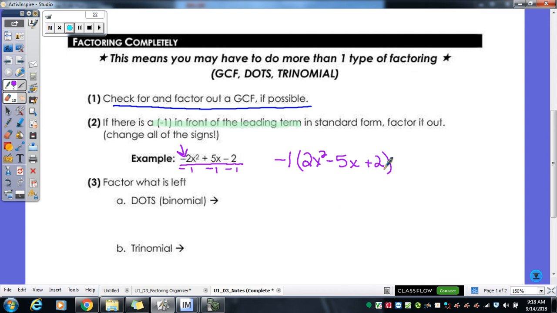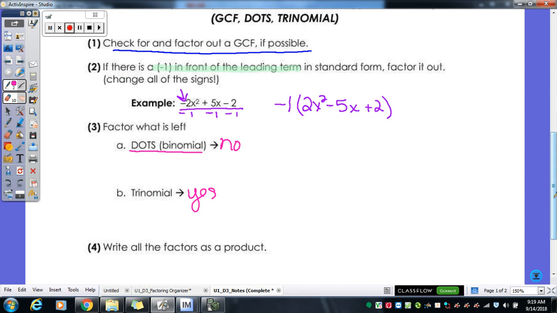So we've still done GCF factoring, only we've done it with just a -1. So now we have to ask ourselves, do we have dots factoring next inside the parentheses? Is it 2 terms? Nope. Is it going to be trinomial factoring then? Yeah, we got 3 terms in there. Let's give trinomial factoring a try. So, I'm going to put my -1. I'm going to set up my 2 sets of parentheses.